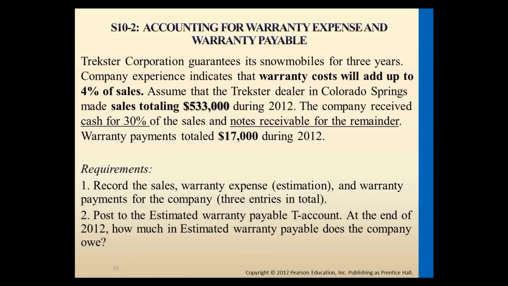Okay, so based on this information, try to spend about 1 to 2 minutes. See if you can first of all journalize sales. This relates to Chapter 5. Then how do we estimate warranty expense? And then when warranty actually happens, the customer claims it, how do we reverse that entry, paying it by cash?